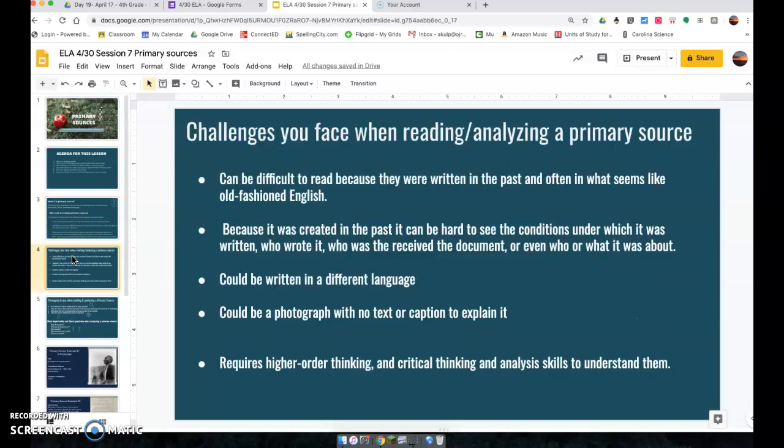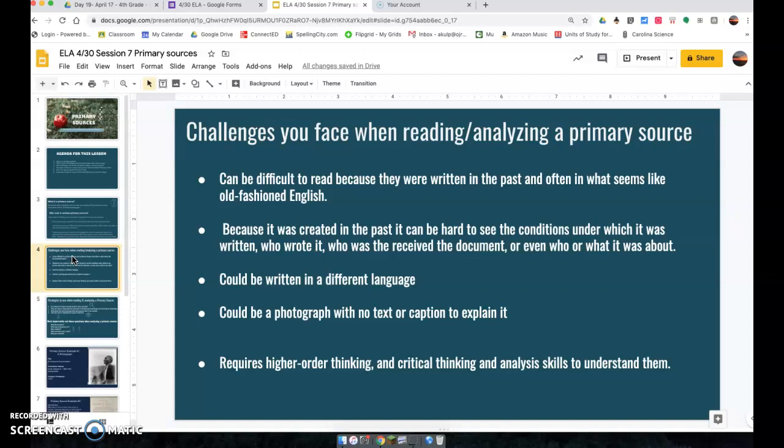Challenges, though. You will face them when reading or analyzing a primary source. Some of the challenges you might come across are that it can be difficult to read because they were written in the past, often in what seems like old-fashioned English. Because it was created in the past, it can be hard to see the conditions under which it was written. It can be hard to figure out at first who wrote it, who received the document, or even who or what it was about, especially when it's a photograph.